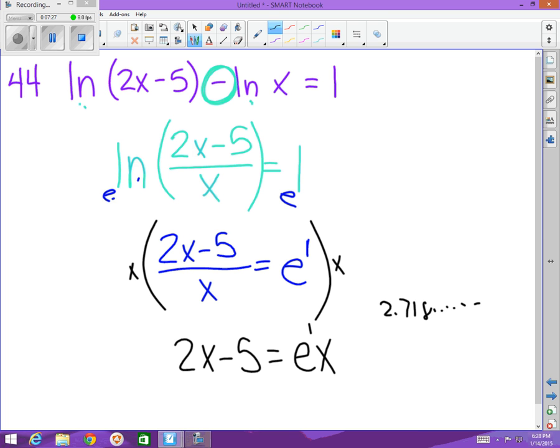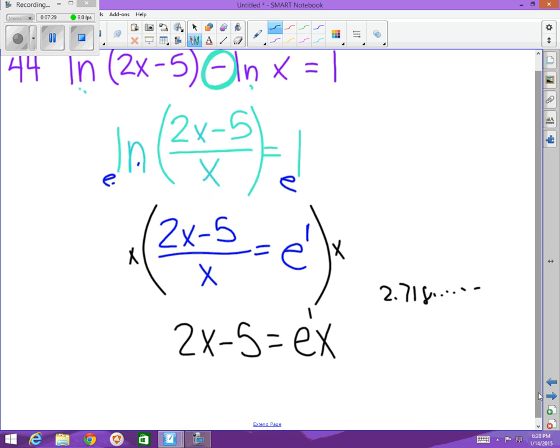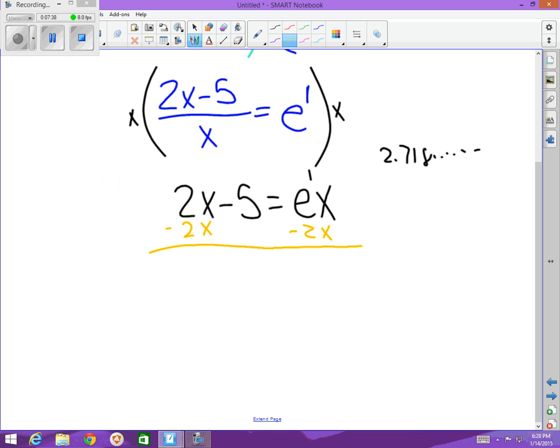And so then we have to get the variable on one side. And so we would subtract 2x and subtract 2x. And then you get a negative 5 equals whatever e minus 2 is. And I think it's approximately 0.718 and stuff, times x.